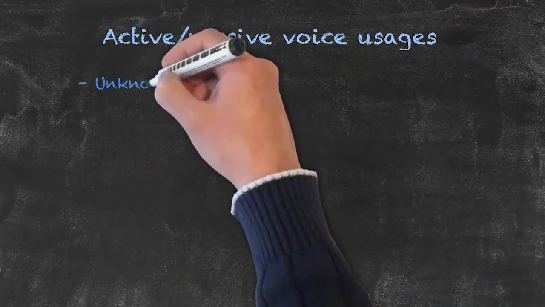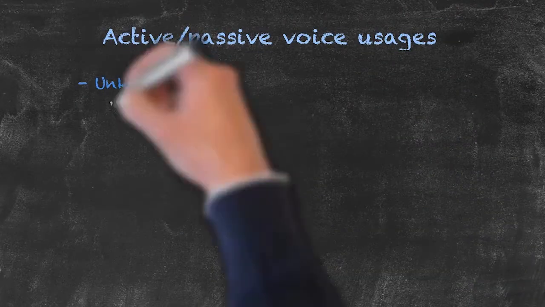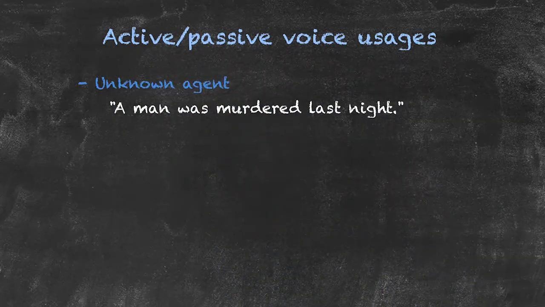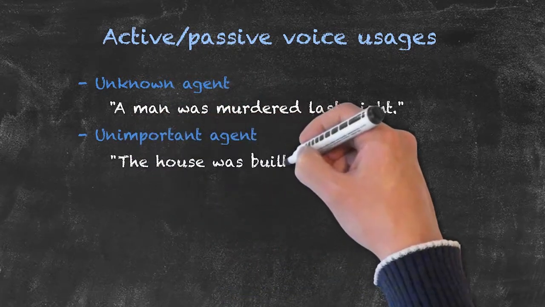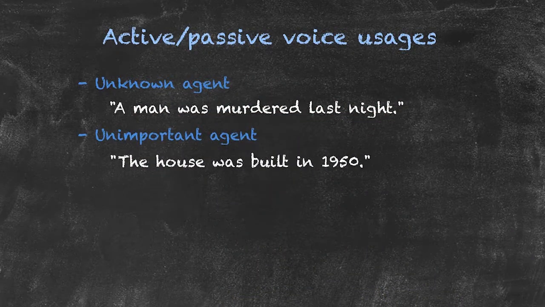We use the passive voice for the following reasons. When the agent is unknown: a man was murdered last night. Who murdered the man? We don't know. When the agent is unimportant: their house was built in 1950. Who built the house? We don't really care, and it doesn't particularly matter.